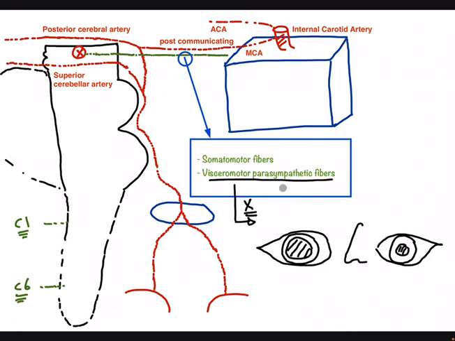Okay, what will happen if the visceromotor parasympathetic fibers are not working? We just agreed that the visceromotor parasympathetic fibers innervate the constrictor pupillae muscle, the muscle responsible for constricting the pupil. So if the parasympathetic fibers are damaged, the constrictor pupillae will not work, and as a result, there will be an unopposed action of the dilator pupillae. So the affected eye will be dilated, will be pathologically dilated.